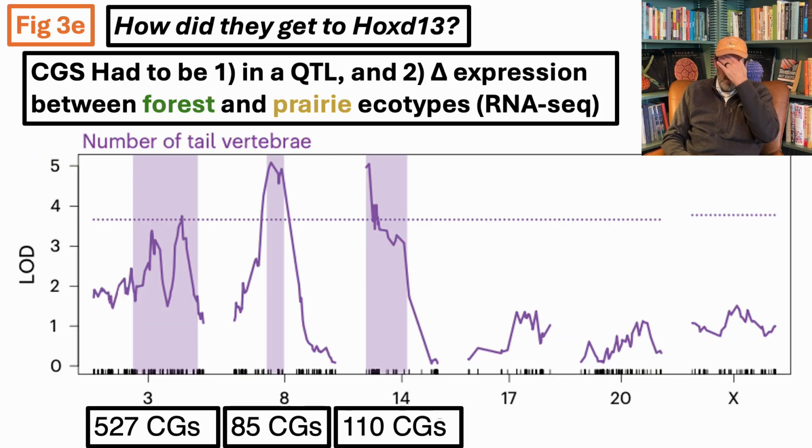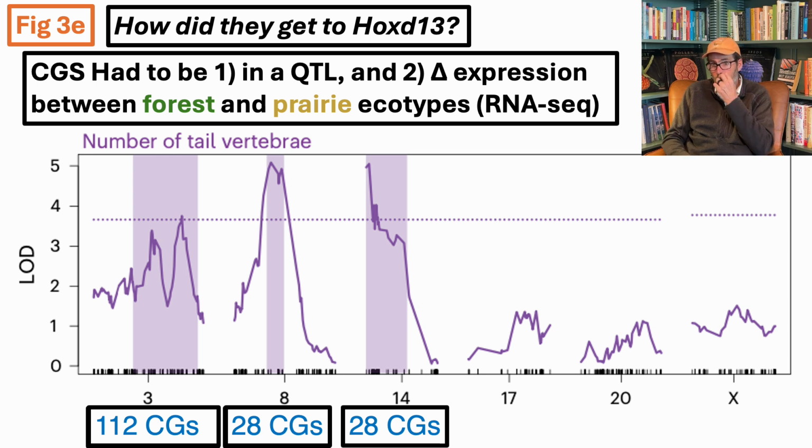So when they did this RNA-seq, you have these 527 genes in chromosome 3. Which ones are differentially expressed? 112 are differentially expressed. What about chromosome 8? 85 to 28. 28 genes are differentially expressed. What about chromosome 14? Goes from 110 genes down to 28 genes also. CG stands for candidate genes. So they've narrowed down the set of candidate genes to closer to 150 genes.